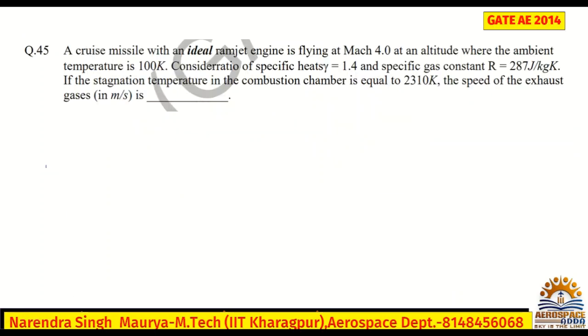Check, this is problem number 45. A cruise missile with an ideal ramjet is flying at Mach 4 at an altitude where the ambient temperature is 100 Kelvin. Consider a ratio of specific heats gamma of 1.4 and a specific gas constant R of 27. If the stagnation temperature in the combustion chamber is equal to 2310 K, find the speed of exhaust gases.